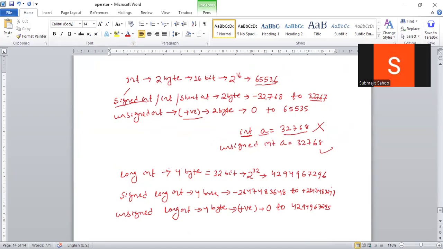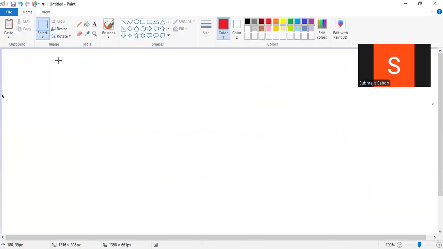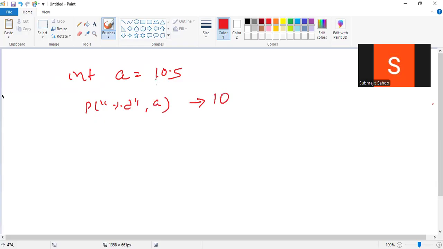Now come to the next one. This is a crucial moment in storing data. Suppose I write int a equal to 10.5. If I print the a value with percent d, what answer will I get? I will get only 10. But my stored value was 10.5. That means it is the wrong answer, right?